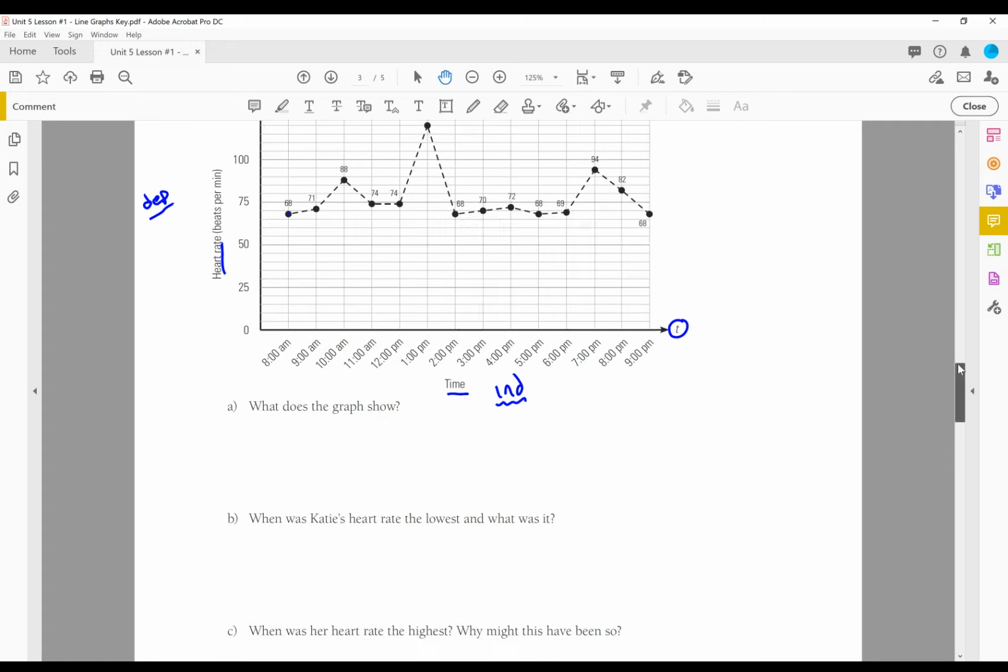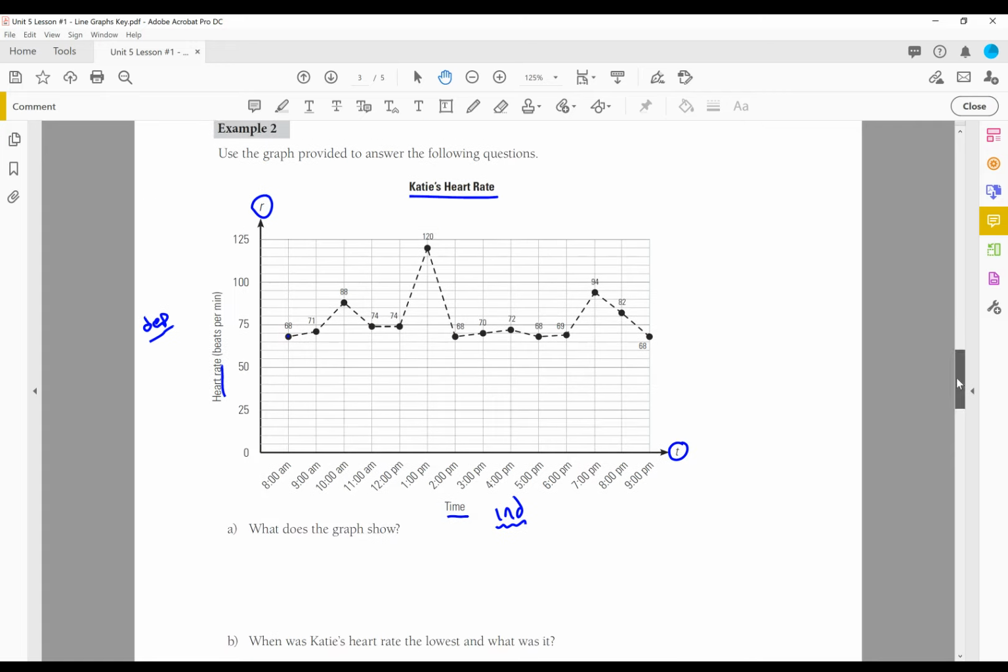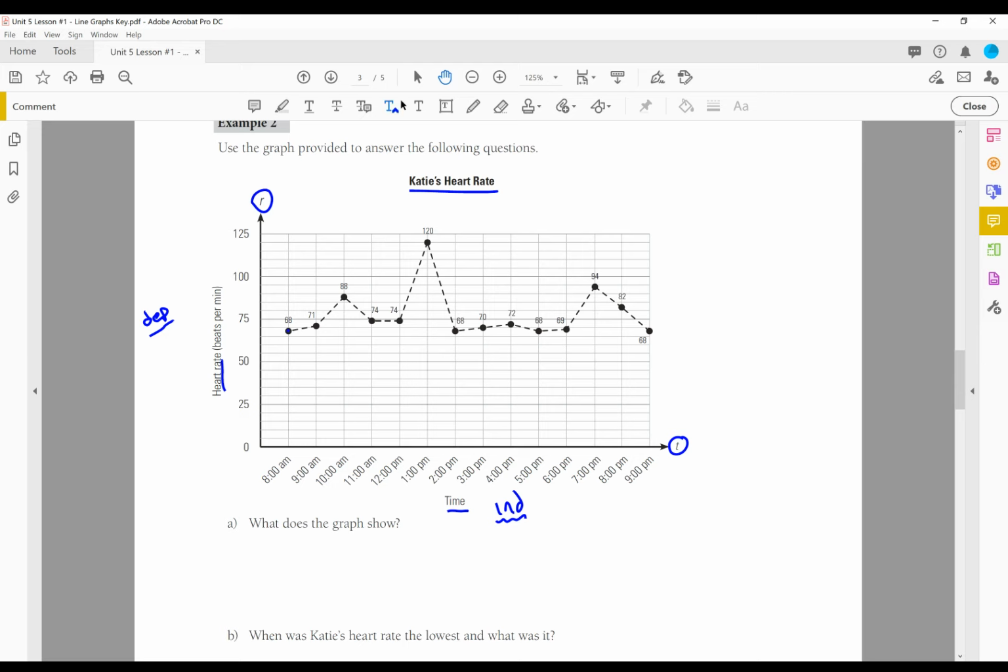So a question you might be expected to answer is something simply like this. What does the graph show? Well, you have to be able to say exactly what the graph shows. The graph, I'll type it nicely. The graph shows Katie's heart rate at a certain time in the day. That's a good enough answer for that in terms of what the graph shows.